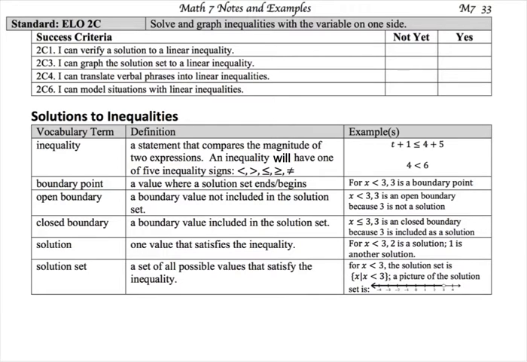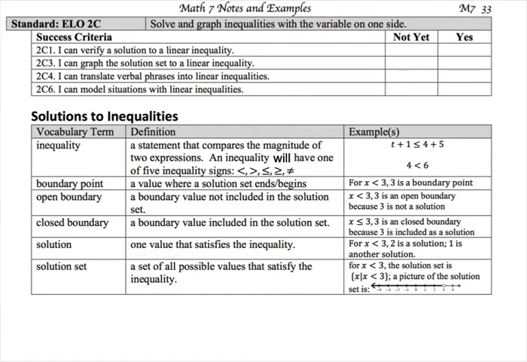There are two types of boundaries: open boundaries, a boundary value not included in the solution set. For example, for x is less than 3, 3 is an open boundary because 3 is not a solution. It has to be less than 3. A closed boundary is a boundary value included in the solution set. For example, x is less than or equal to 3. 3 is a closed boundary because 3 is included in the solution.